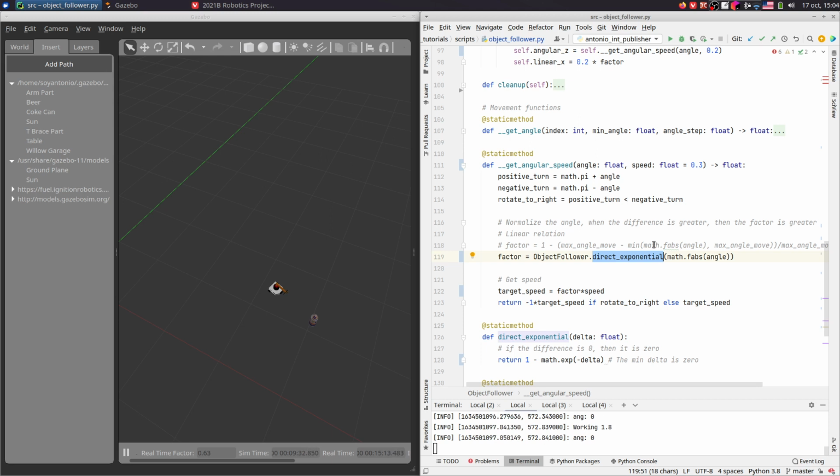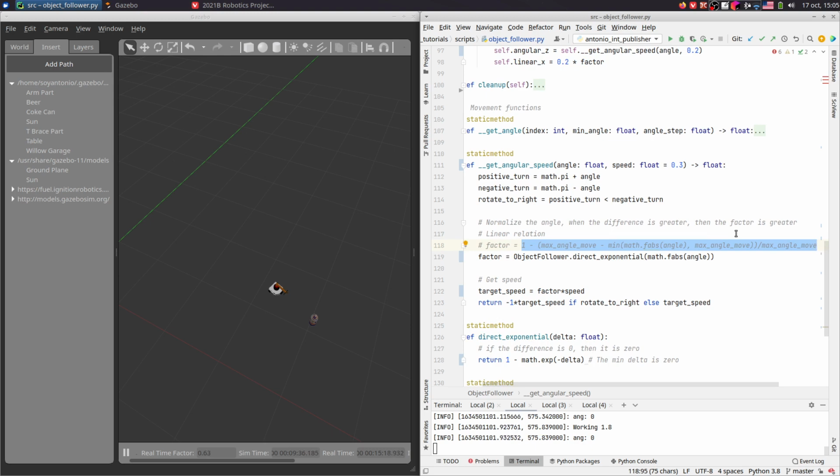Previously, my first approach was to have a linear relation. For example, if the angle difference was 0, then I needed to move 0. If the angle difference was 180, then I needed to move with a factor of 1. And that was all. But the main problem with this approach is that the speed decreases linearly. For example, for a larger difference we don't have enough compensation, and it is a bit slow.